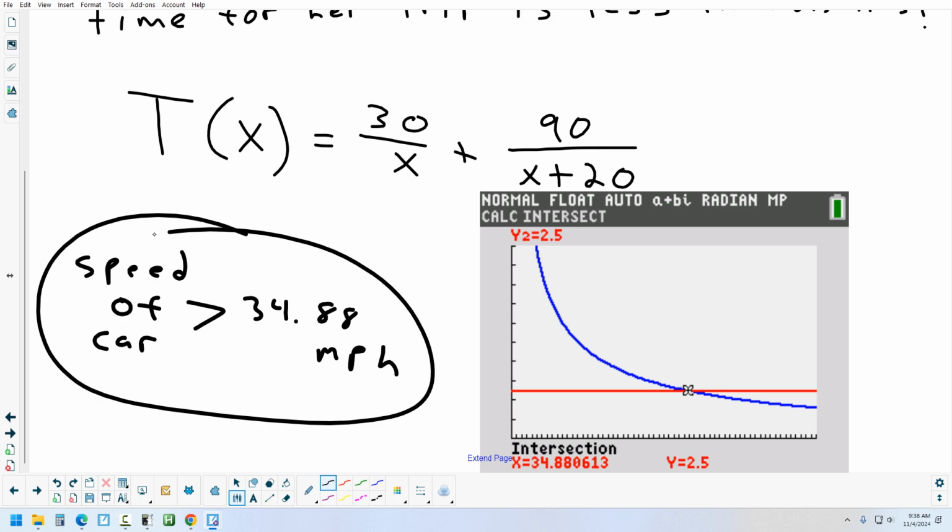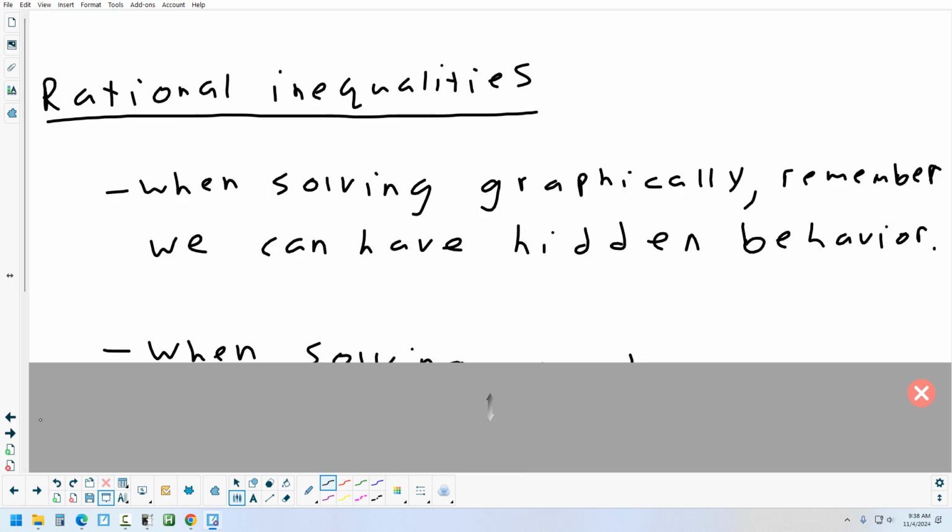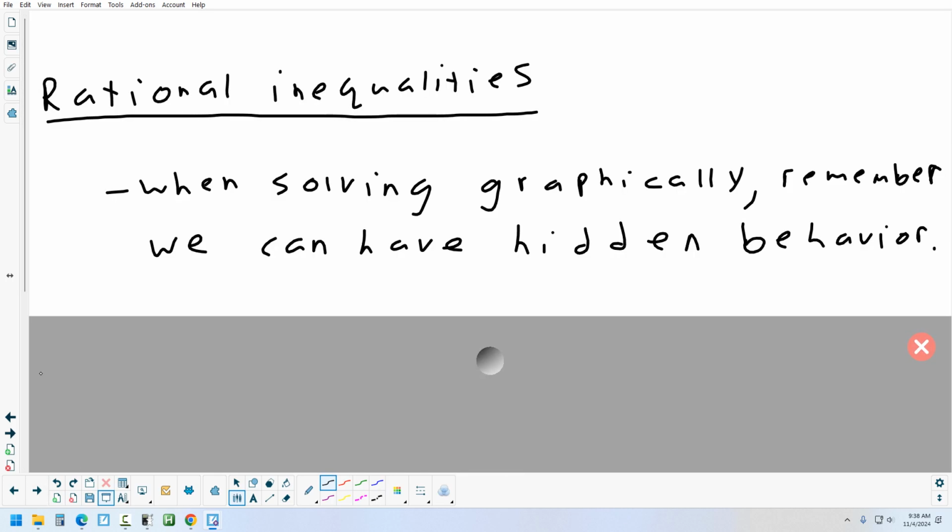So as far as solving inequalities, we're going to usually just do it on the calculator. Remember, always check for things that are hidden. Hidden could mean it's off the screen and you can't see it, or it could be on the screen and you need to zoom in to see it better.